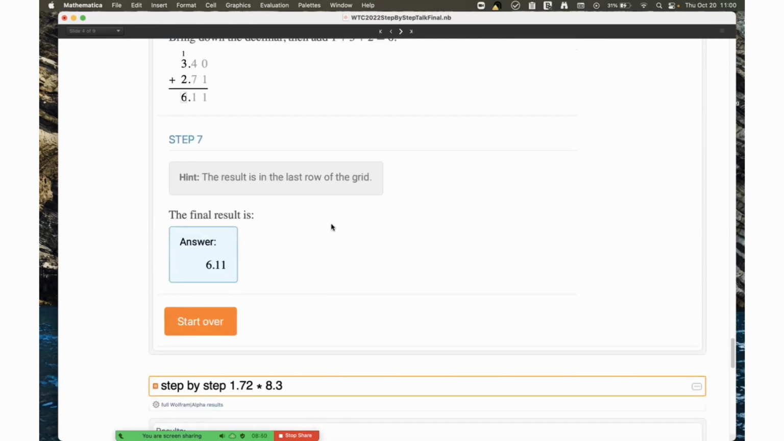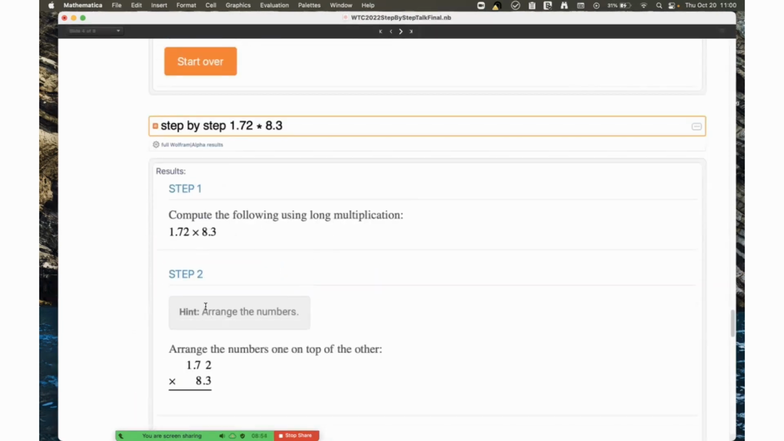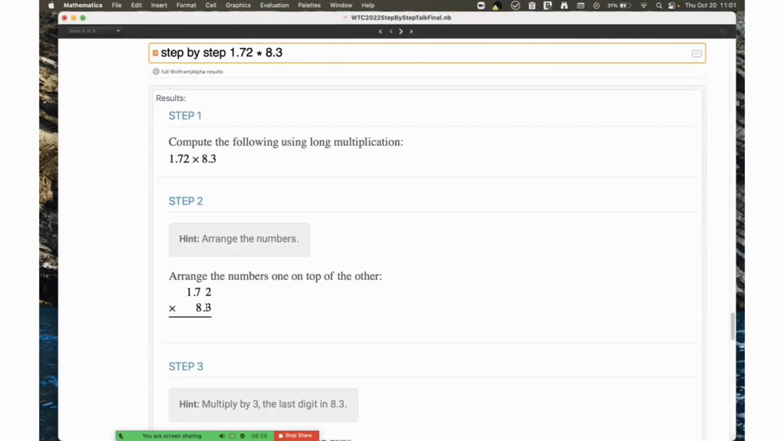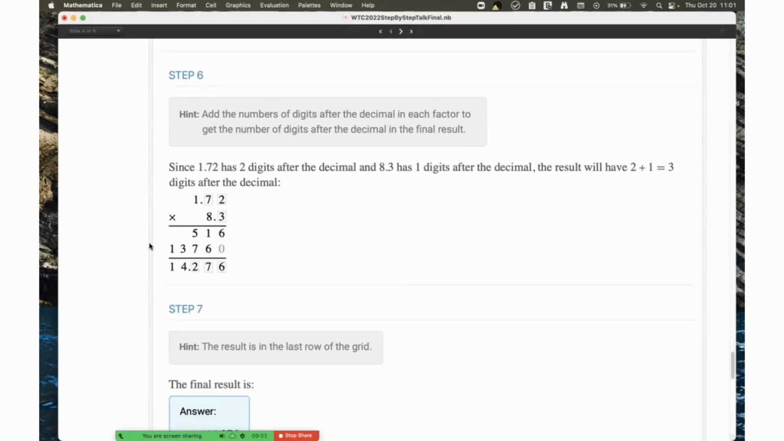For multiplication, for example, if we're doing multiplication with decimal numbers, the extra content that we added comes at the end in this procedural trick of counting up the digits after the decimal in each of the factors, and then having that be the number of digits after the decimal in the product.